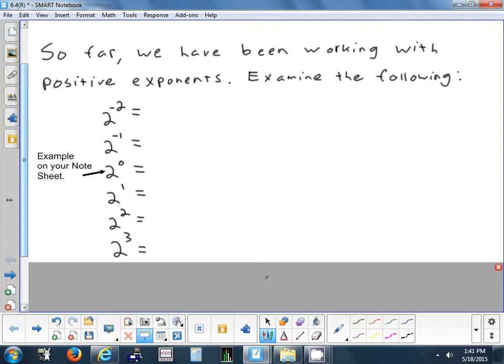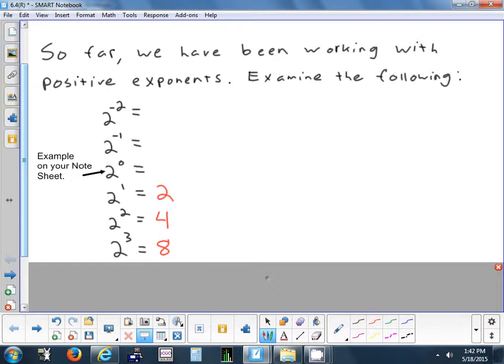Who can tell me what's 2 to the third power? 2 cubed? Marcus? 8. Okay. Now we're going to go down to the next one. 2 to the second power. Savon? 4. Okay. Let's go down to 2 to the first power. Victoria? 2. Okay. Now what I want to do is look at these 3 numbers.